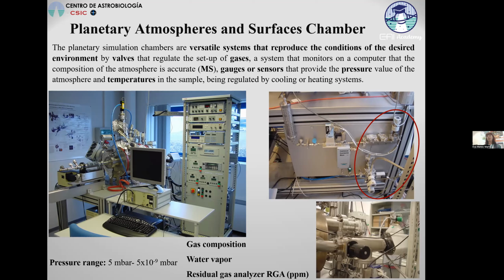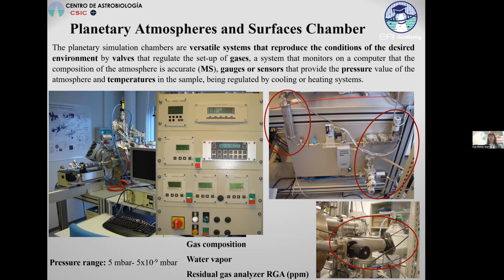Then we can also introduce some water vapor. This is a container filled with water. We sublimate the water, and it goes inside of the chamber through the different pipes of the gas system, in order to have some water vapor inside of the chamber. Furthermore, we control the atmospheric condition through the residual gas analyzer, which is the one shown in the next picture. It's a small chamber attached to the main body in order to control the atmosphere composition.